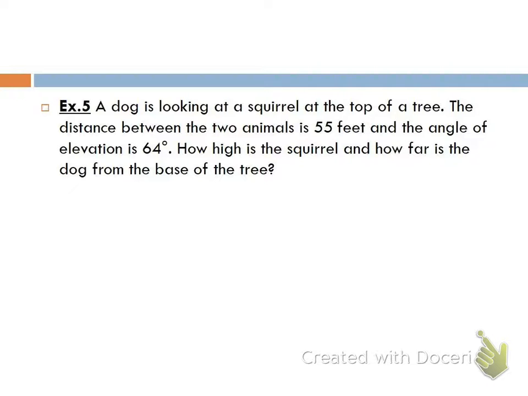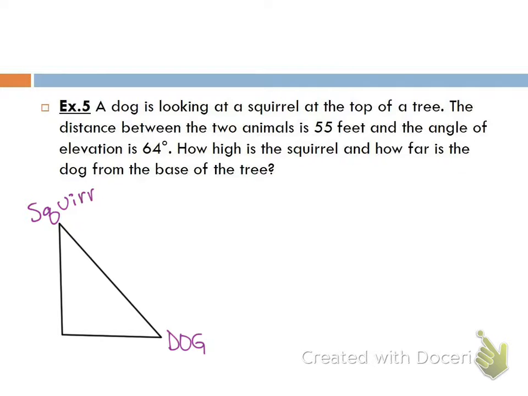Okay, so if we set up a triangle. Down here is going to be which animal? The dog. Again, if you set it up differently, that's fine. Up here at the top of what we'll call our tree is the squirrel. Okay. So our right angle, we are assuming it's roughly a right angle between the tree and the ground. We're assuming the tree is growing straight out of the ground.